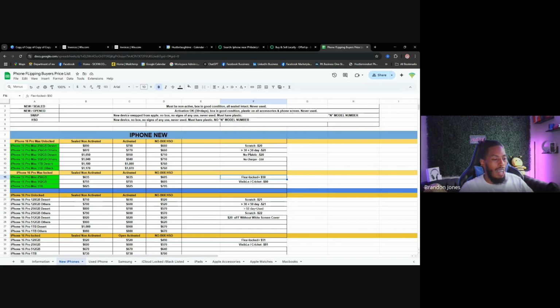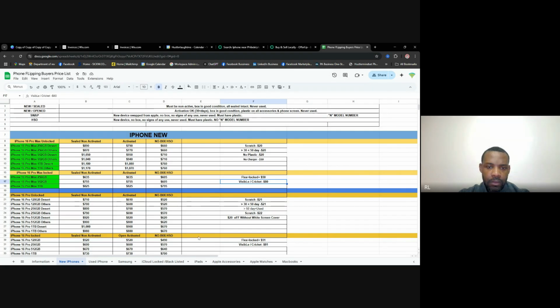And then you've got Cricket and Visible, all these other little platforms, depending on what they have here. Cricket obviously is a -80 when it comes to a locked device. The reason Cricket is so low is because Cricket is like a prepaid in overseas eyes.